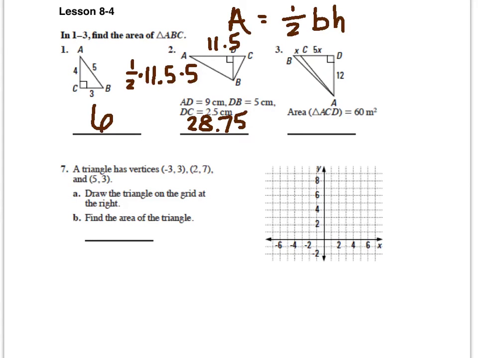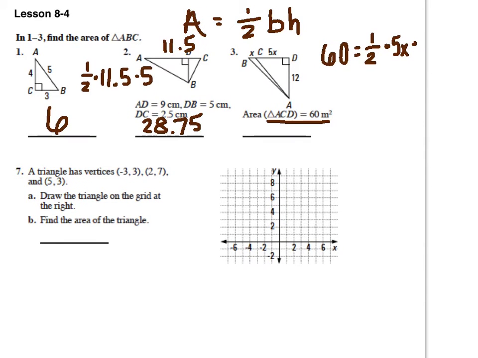In order to do number 3, we have to first solve for x. We do want the area of triangle ABC, but first we have to solve for x. So we're going to consider triangle ACD because we know its area. For triangle ACD, area is 60. That equals 1/2 its base times height. The base of ACD is going to be 5x, and the height is 12. So, working backwards, solving for x here, 1/2 times 5 times 12 is 30, so I end up with 60 equals 30x. Divide by 30, x equals 2.